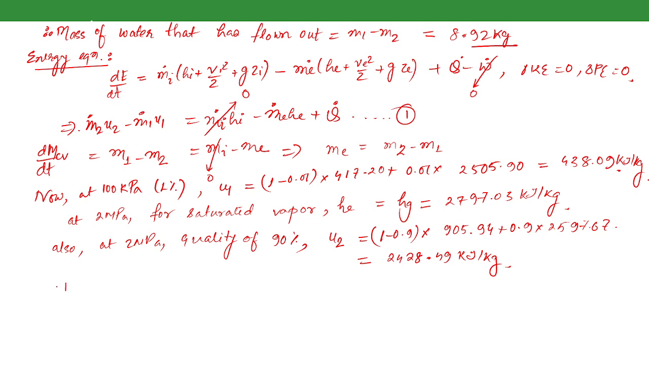Now, the energy balance implies M2 U2 minus M1 U1 is Q minus Me He. Yes, Q is equal to, if we cancel the rays from both the sides, M2 U2 minus M1 U1 plus Me He.